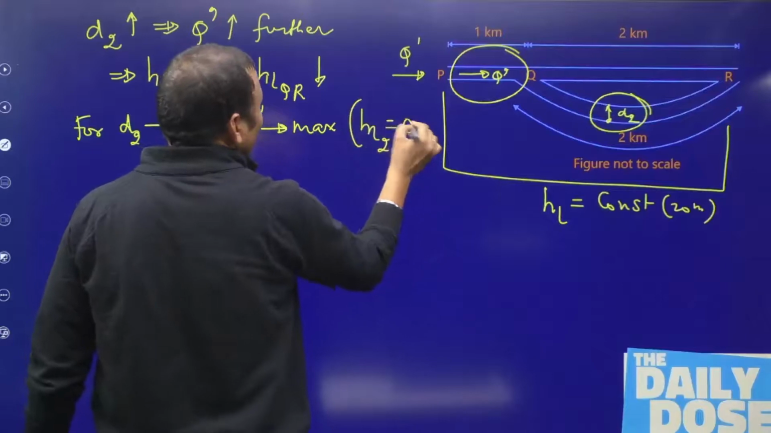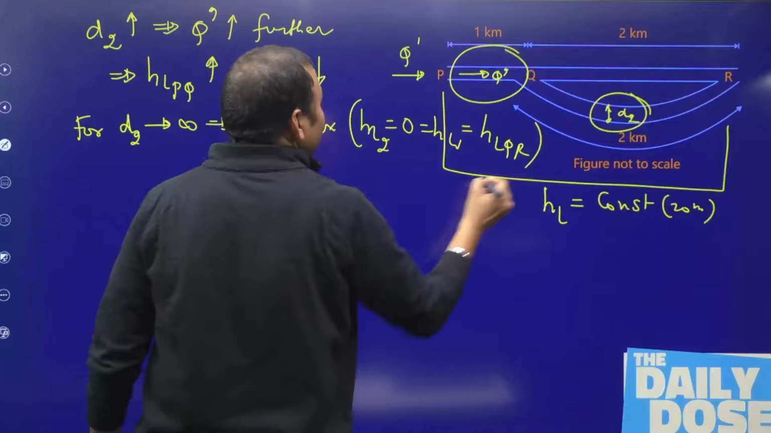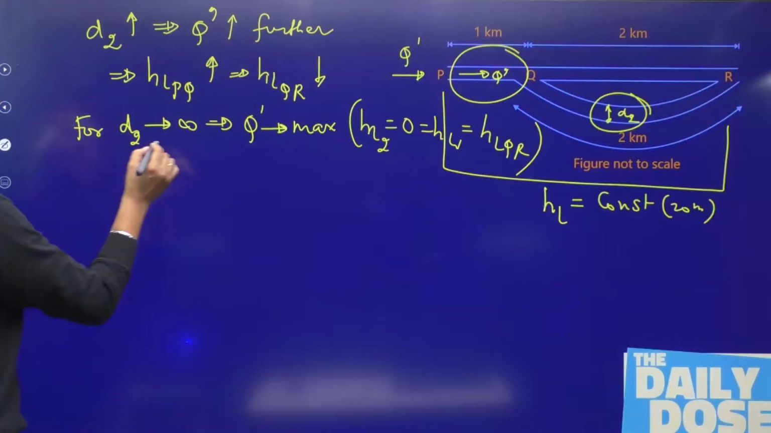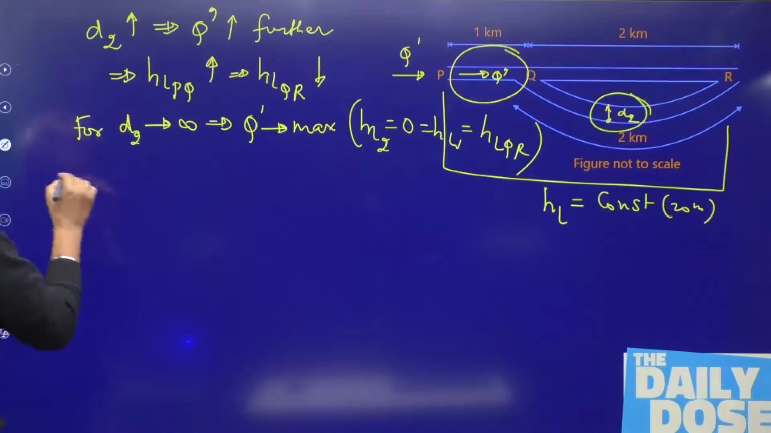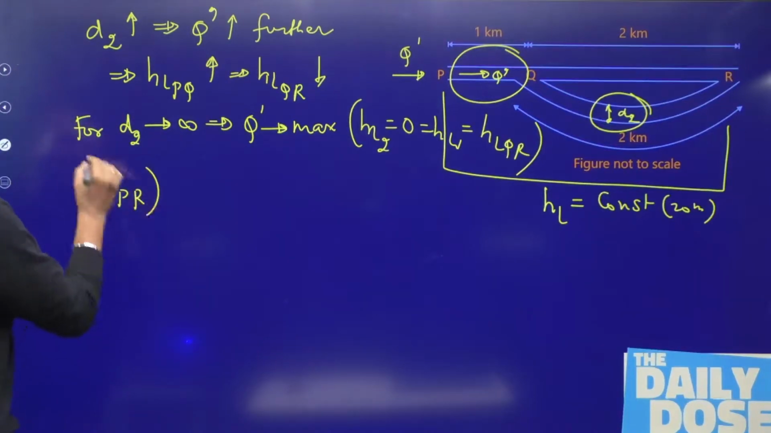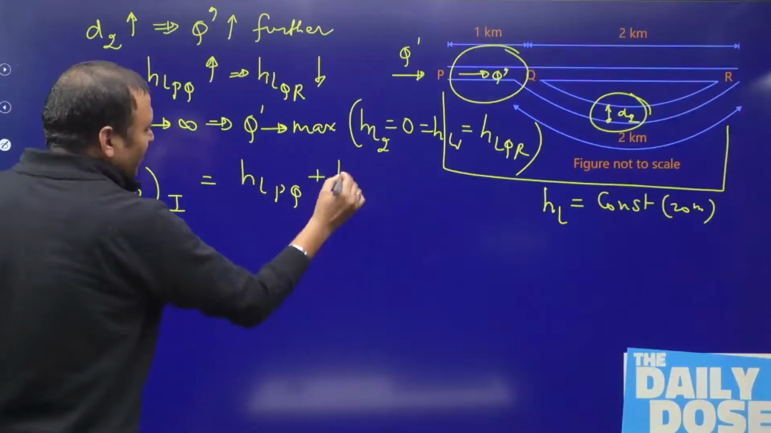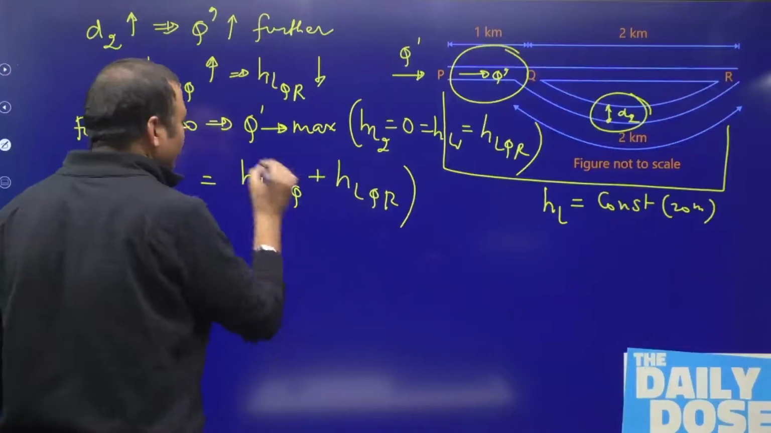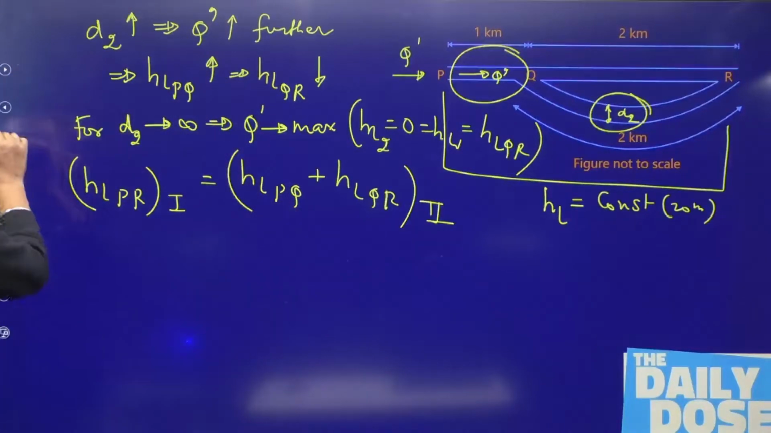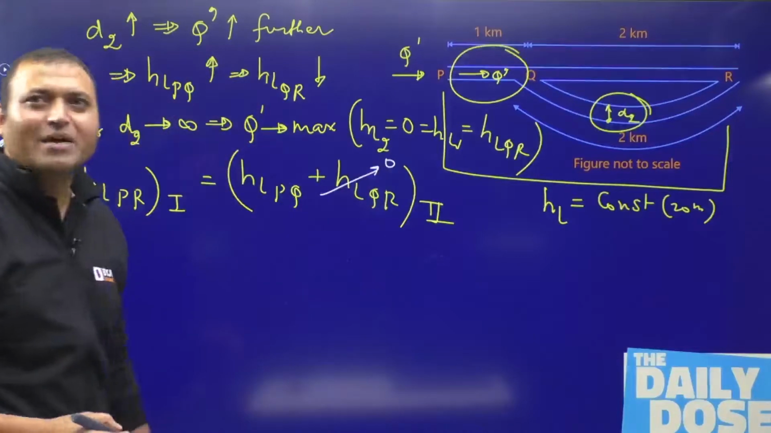And if Q dash becomes maximum, then for diameter D2 infinite, HL2 will be equal to 0. That is equal to HL1, that is equal to the loss from Q to R. The loss between Q to R will become 0. So the loss is only between P to Q. If we apply the energy conservation equation, the loss between P to R in the first case is equal to the loss between P to Q plus the loss between Q to R in the second case with the additional pipes, and this becomes 0 when diameter D2 becomes infinite.